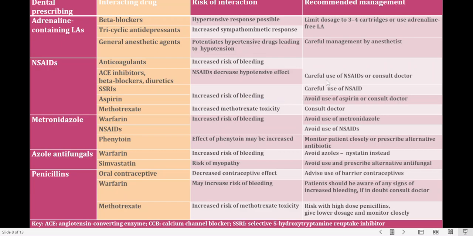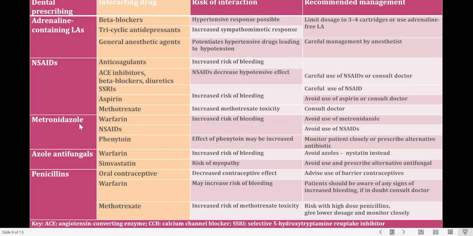Therefore, we have to carefully use NSAIDs or consult the dentist. And in case of the concomitant use of NSAIDs and aspirin, we should avoid the use of aspirin or consult the doctor. NSAIDs also interact with methotrexate, leading to increased methotrexate toxicity. Therefore, we have to consult the doctor if the prescription of NSAIDs is necessary.